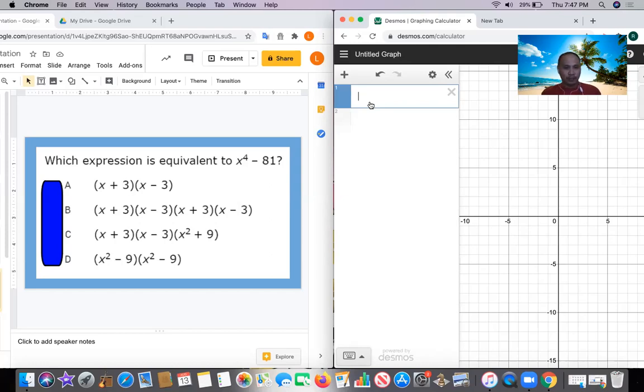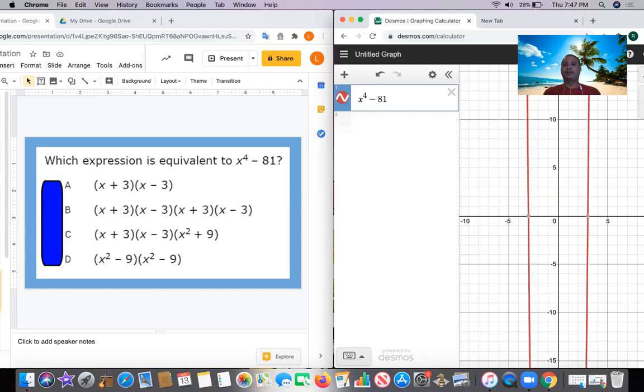Here, the expression is x to the fourth minus 81. So this red line is the graph of x to the fourth minus 81. All right? Now, we'll try to check which of them is equivalent. Okay, so we will try. We will choose A, just a random letter. Just x plus 3 times x minus 3.